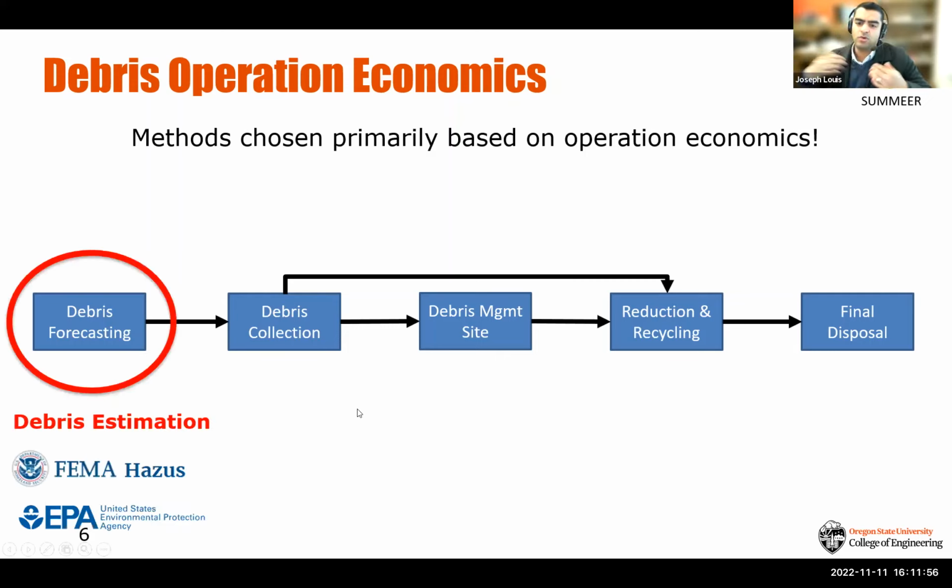But when you look at the tools that are available that people use, you have some objective measures that give you estimates of how much debris is going to be generated, where this debris is going to be, and what type of debris you're going to have, using tools like FEMA's HAZARDS or EPA's iWaste tool. These are extremely useful tools for debris forecasting.